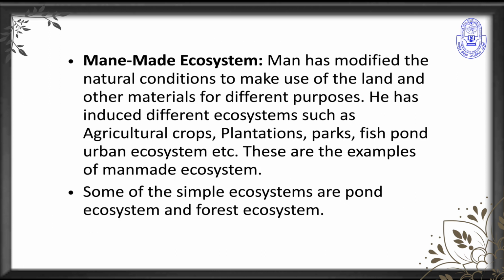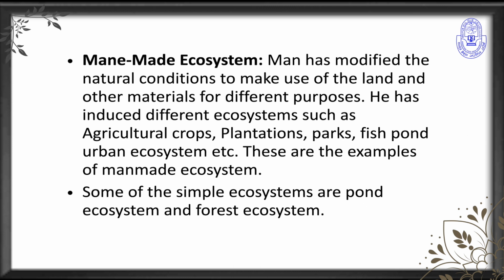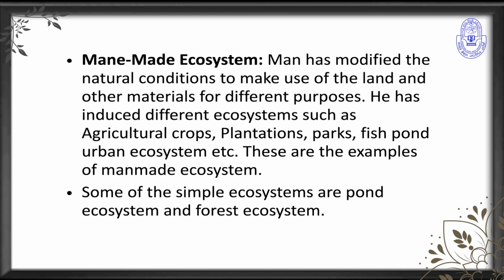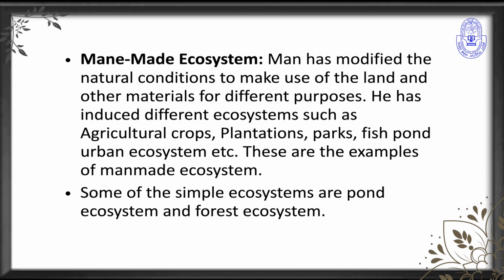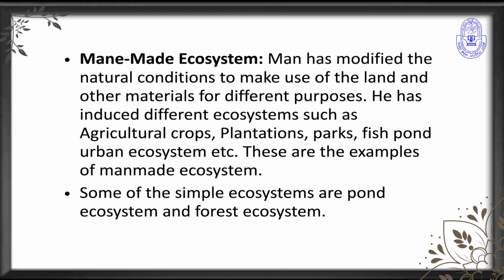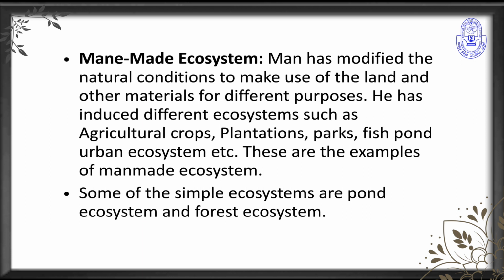And the second category is man-made ecosystem. Man has modified the natural conditions to make use of the land and other materials for different purposes. He has induced different ecosystems such as agricultural crops, plantation, parks, fish pond, urban ecosystem, etc. These are the examples of man-made ecosystem. Some of the simple ecosystems are pond ecosystem and forest ecosystem.